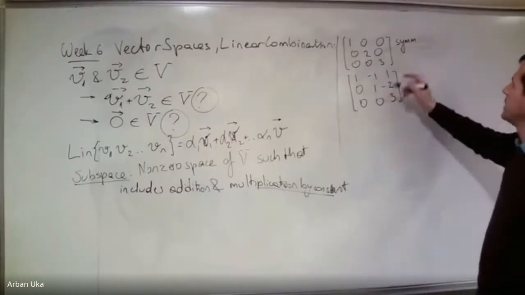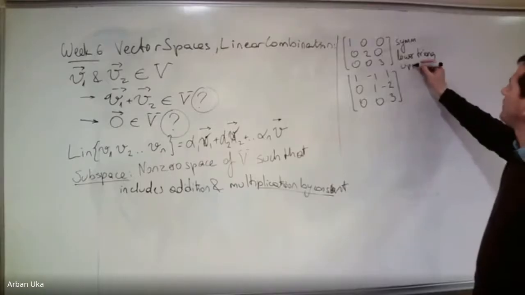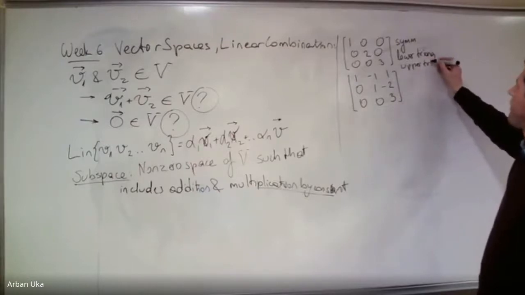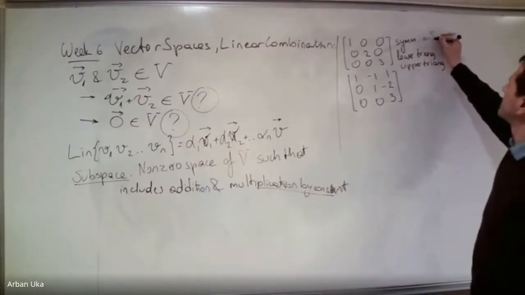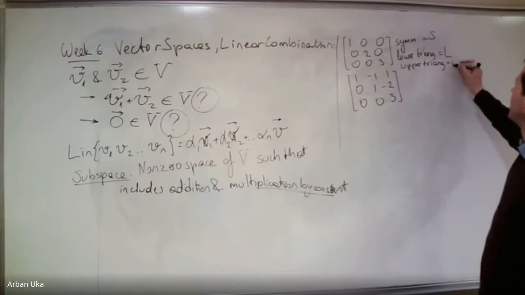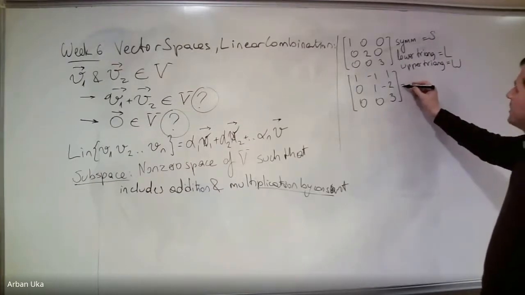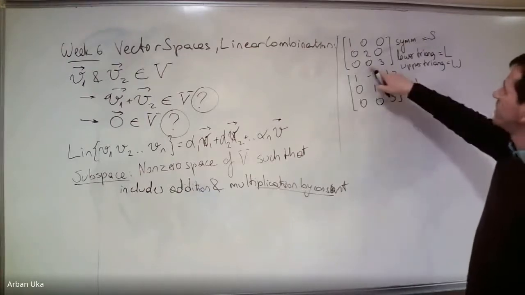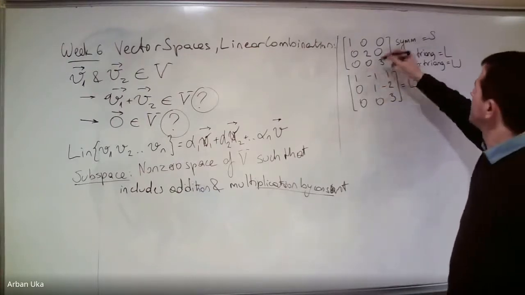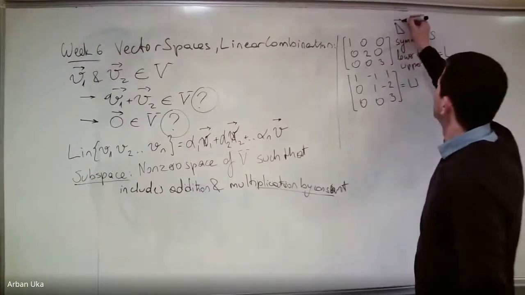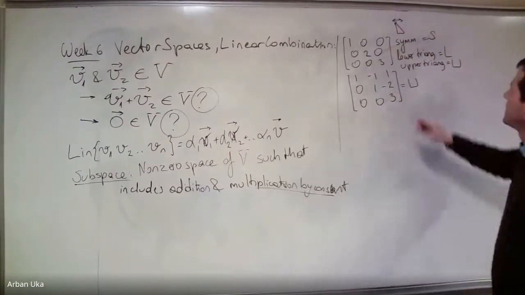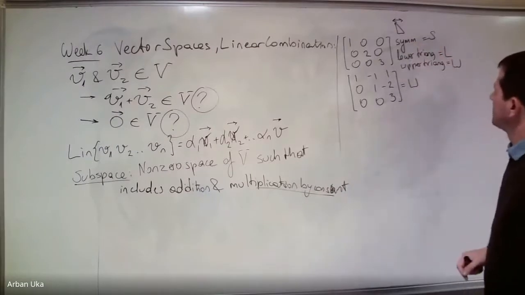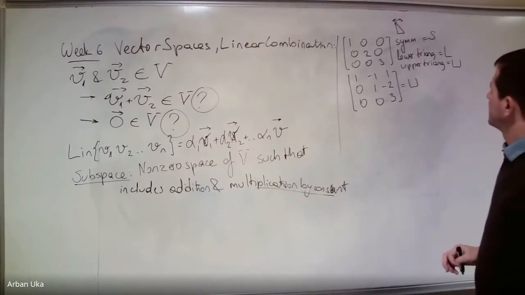So what about this one? That's an upper triangular. So this is lower triangular. This is also upper triangular. So this is symmetric. This is lower. This is upper. What about this one? It's an upper. This is upper. Okay. This matrix is also a diagonal matrix. Would you agree with this? So this is diagonal, symmetric, and so on. And what else?